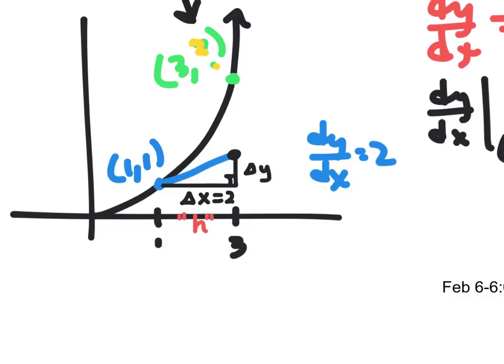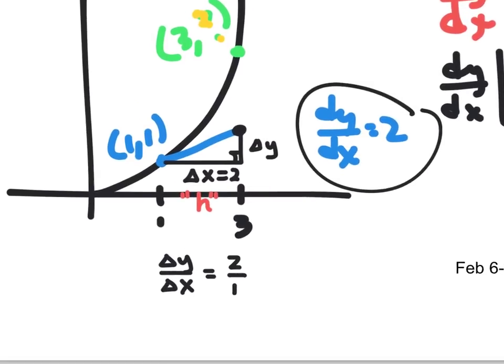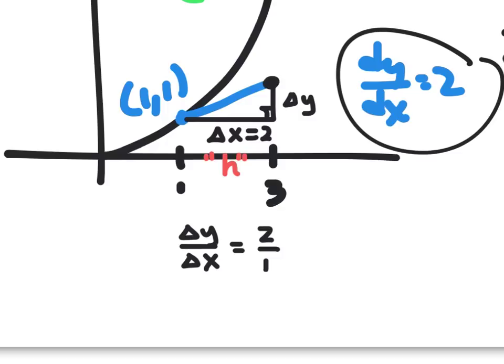Okay? So if I know that the slope of the line, change in y over change in x, is equal to 2 over 1, right? We determine that right here. Then I can find the change in y. Okay, change in y over change in x. So what I'm going to do then is I know that my change in x is 2, right, given right here.